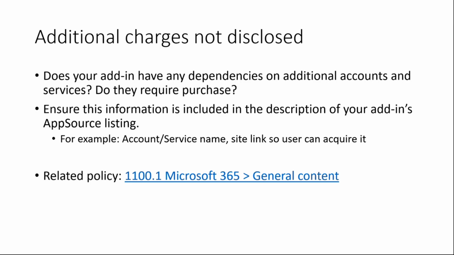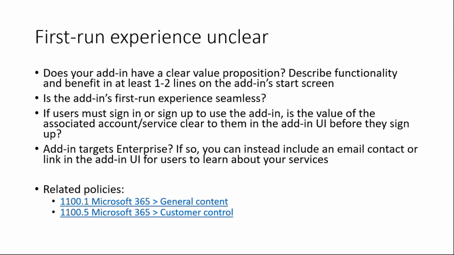Next up, the first run experience is unclear. To continue from the first point, one of the key things we have in the policies is that the add-in needs to have a clear value proposition. Why should I get this add-in? What's really so awesome about it? What are the benefits? You want to make sure you have that description on the add-in itself, in the start screen, so that if they installed the add-in a while ago, they can tell why they have it. What's the point?